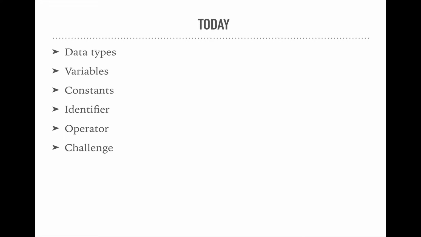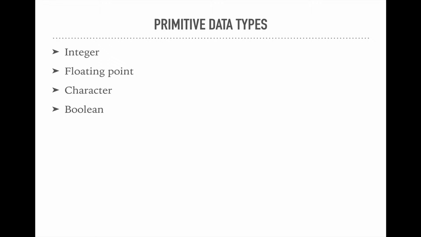Today we are going to talk about data types, variables, constants, identifiers, operators, and I will have a little challenge for you. Firstly, what are primitive data types? They are integer, floating point, character, and boolean. Actually, Java has 8 primitive data types.